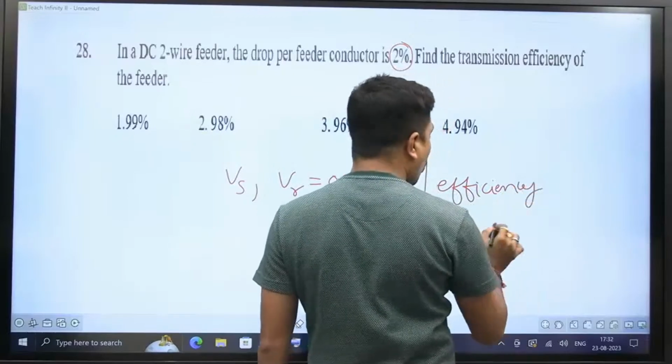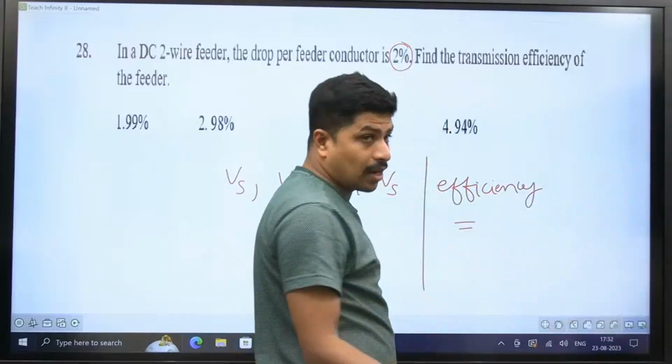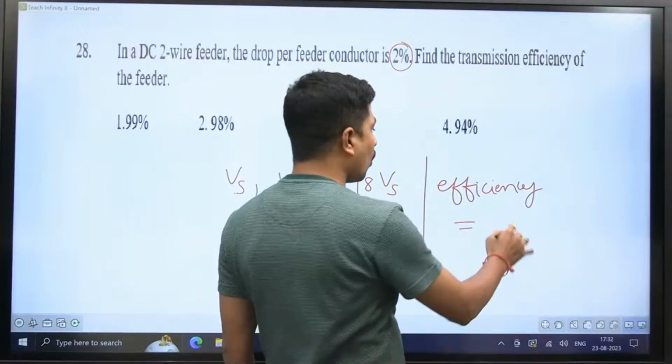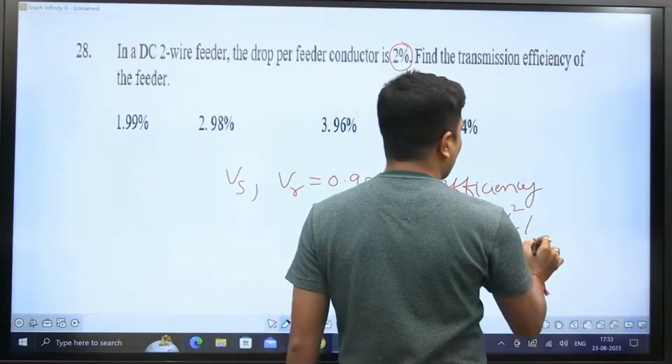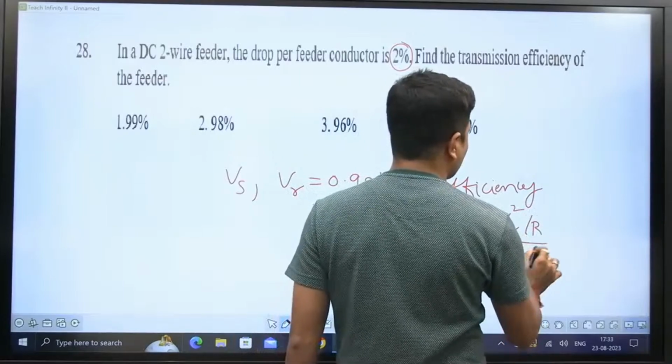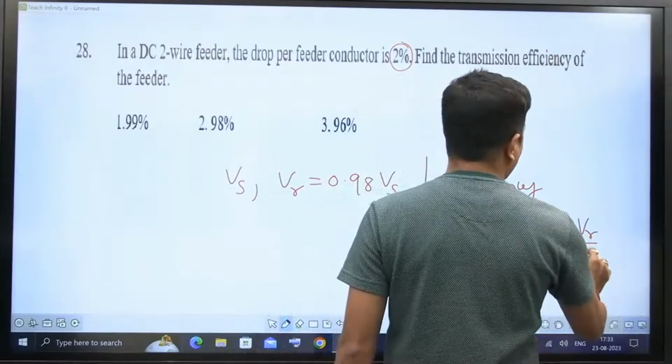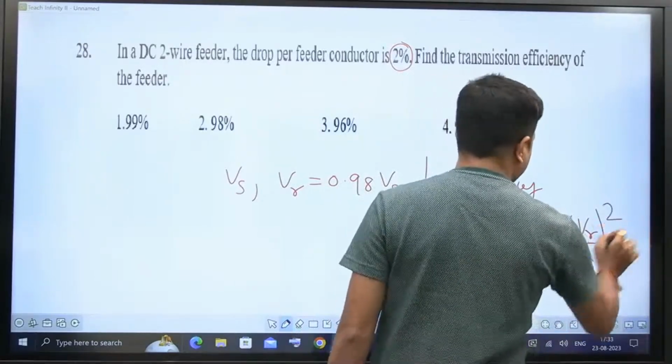Efficiency is equal to output power by input power. It means at the receiving end only we have to calculate. At the sending end the voltage is Vs, at the receiving end the voltage is Vr. Now Vr square by R by Vs square by R, so R is gone. So it is Vr by Vs whole square.